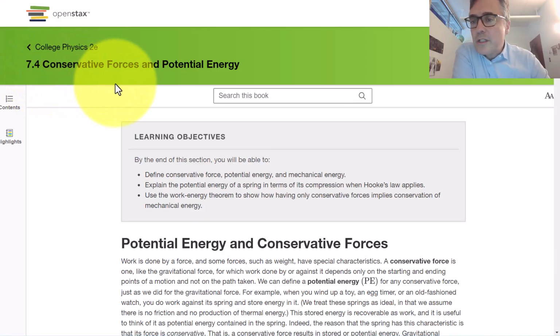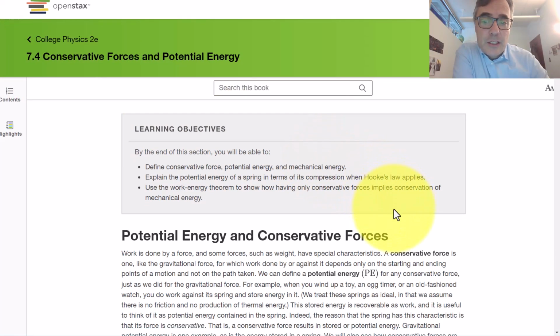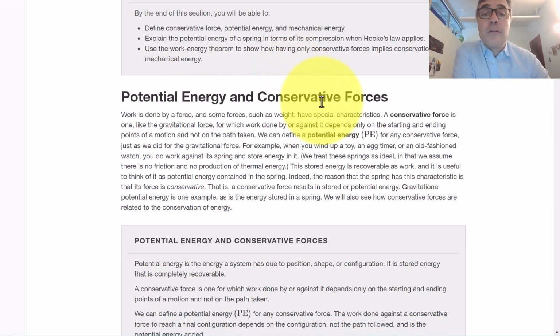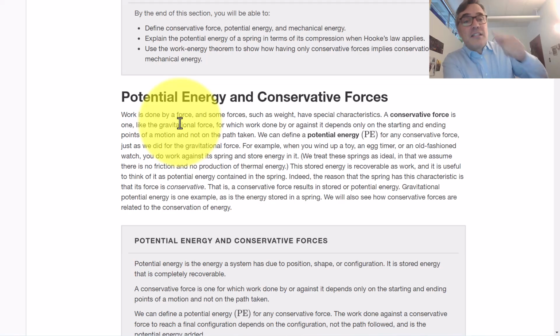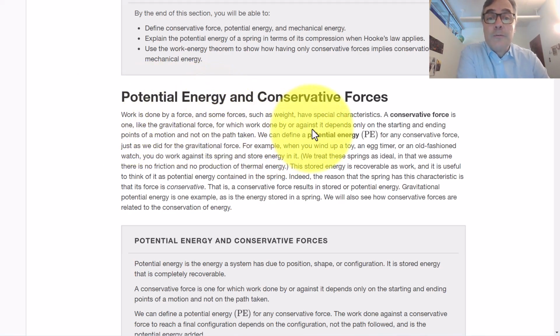Section 7.4 is called Conservative Forces and Potential Energy. Last time we talked about the gravitational potential energy, and one of the properties of gravitational potential energy is that when an object moves along some path, the change in gravitational potential energy only depends on the starting and ending points of the motion, and it doesn't depend on the details of the path taken. So there are other forces that lead to potential energies that follow that property, and these are called conservative forces.